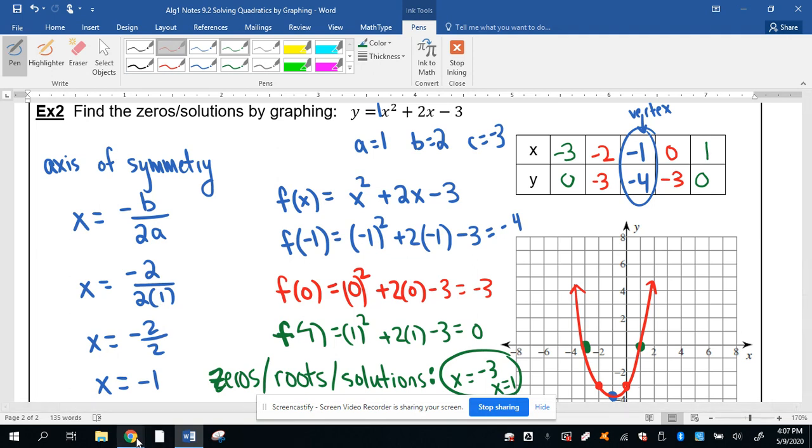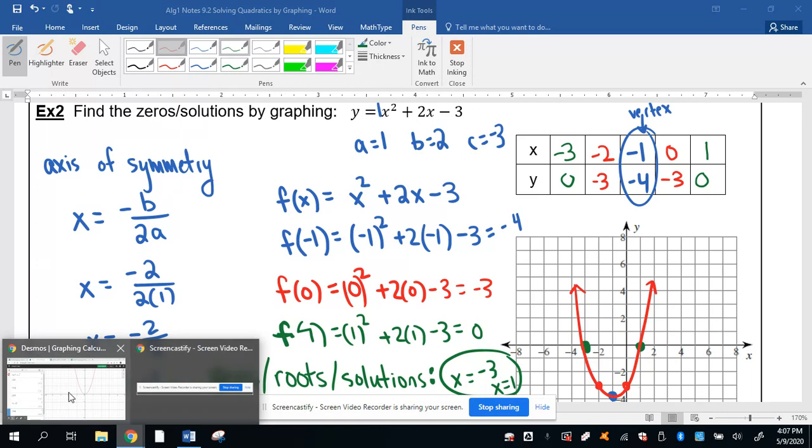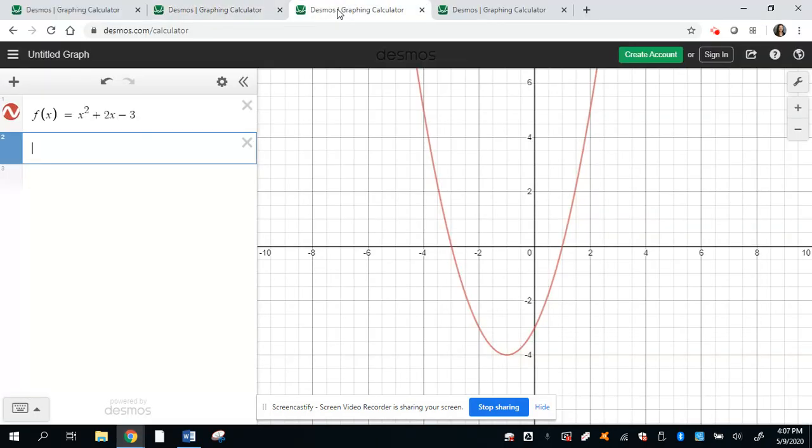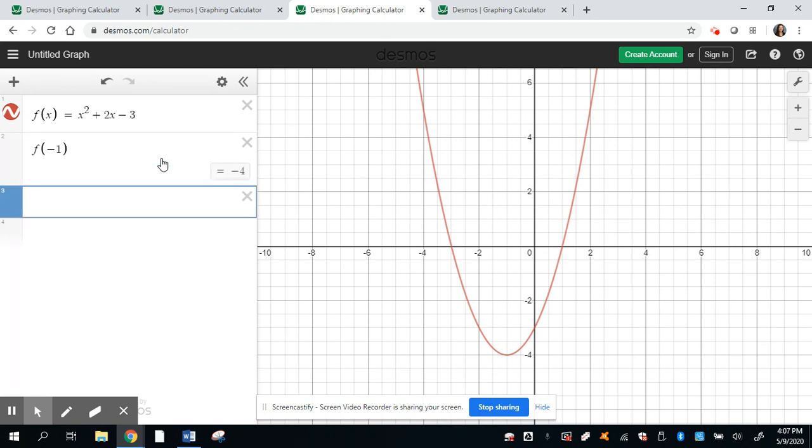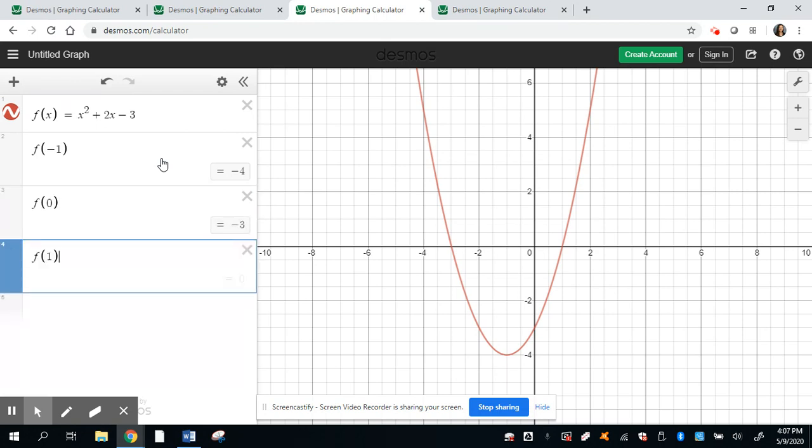Now, I just want to show you with Desmos. In Desmos, let's go and type in f of x equals this equation. You can easily see that the zeros are -3 and 1 where it hits the x-axis, or you can actually put in f of, let's say, -1, enter, f of 0, enter, f of 1, enter. So you can always use Desmos to check your work, which is real fun to do.